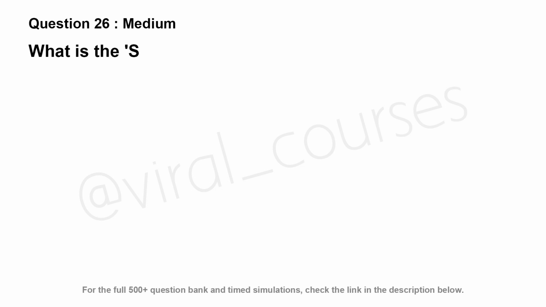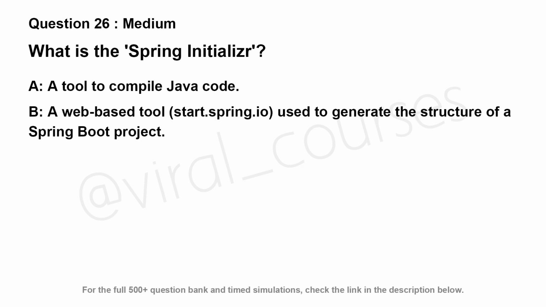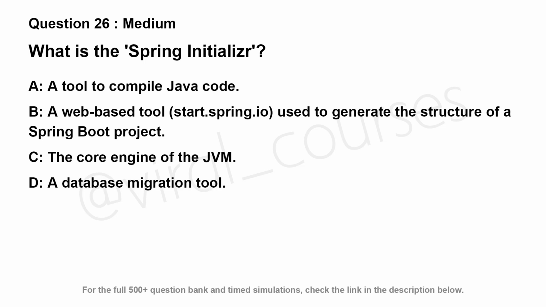What is the Spring Initializr? Option A. A tool to compile Java code. Option B. A web-based tool, start.spring.io, used to generate the structure of a Spring Boot project. Option C. The core engine of the JVM. Option D. A database migration tool.